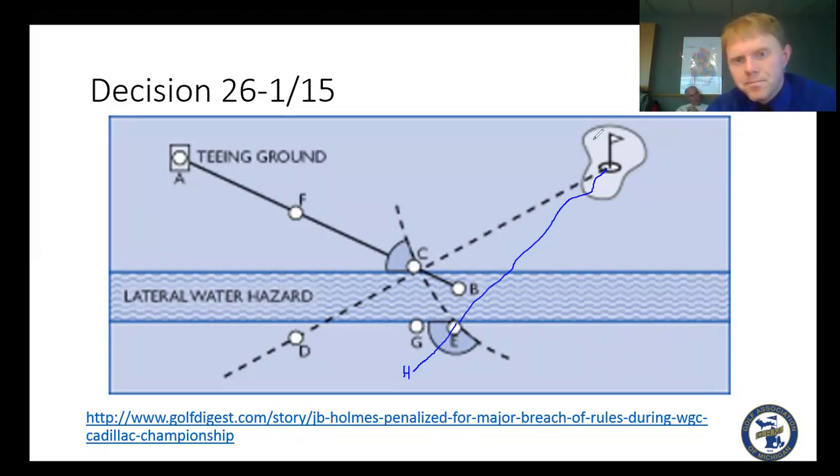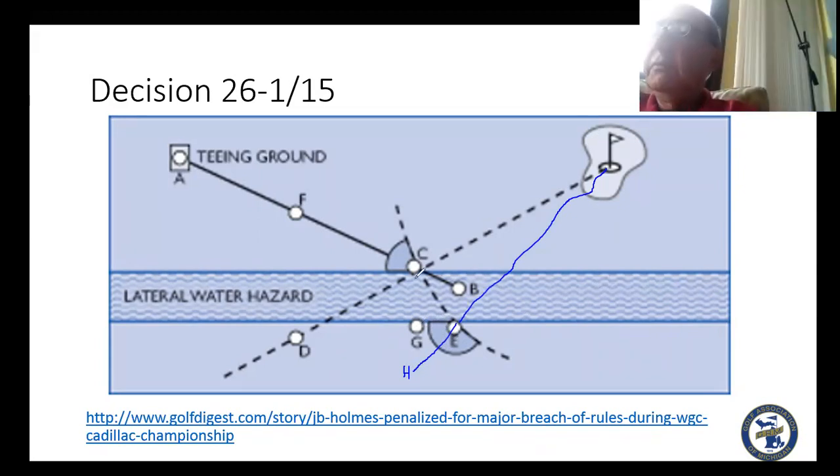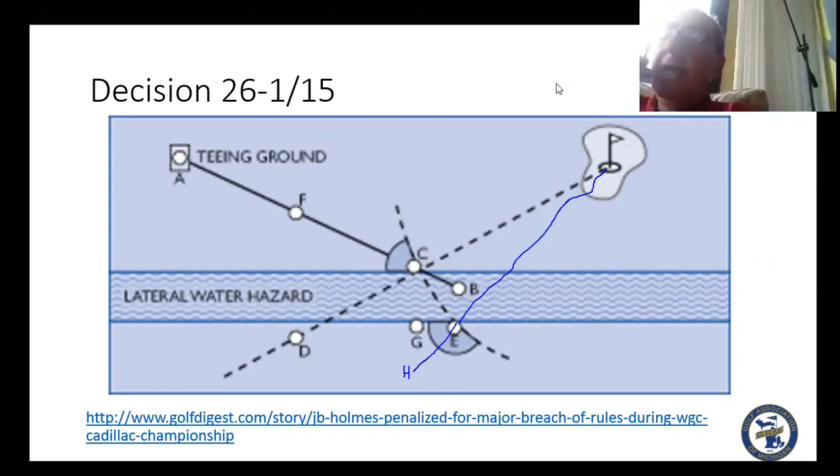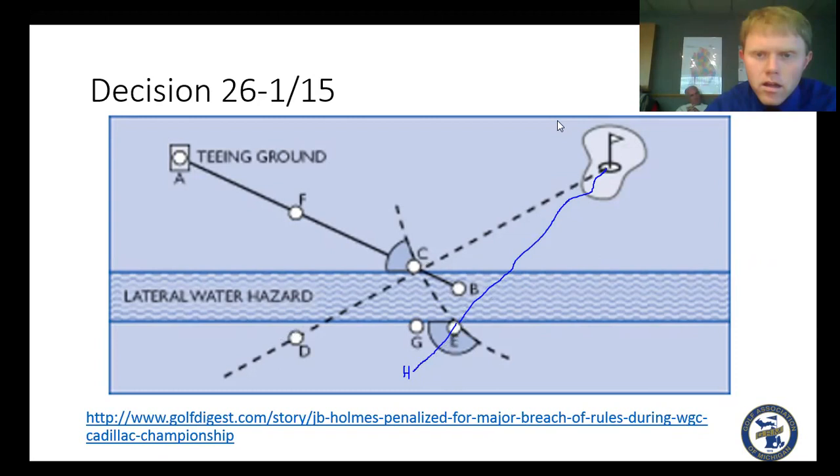Well, he could have gone to D, couldn't he have? Sure, yeah. He could have gone to D, but he went on the opposite side of the water, and went back on this line to H, which isn't a relief option. Okay, I got you. As long as he was playing from the other side of the hazard, he couldn't do the opposite. Right. Bad line.